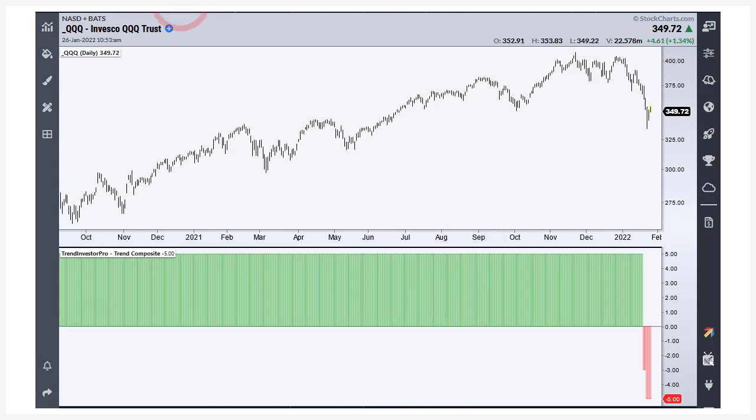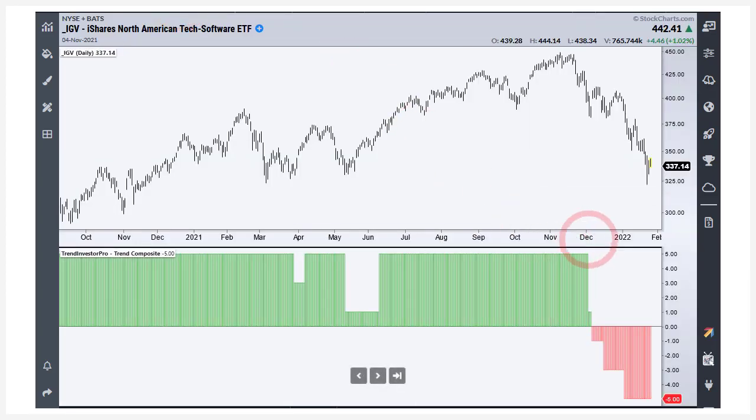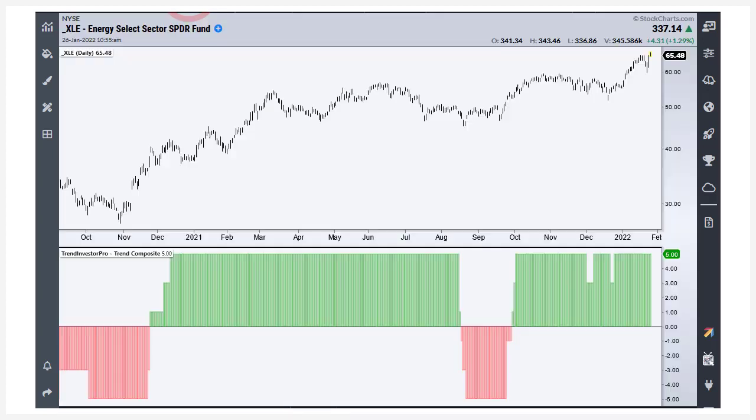And if we look at some other ETFs like IGV, you can see that it turned bearish in early December on the 7th, then consolidated and broke down again. So it's in a clear downtrend here. But there are ETFs in uptrends, and if you're following the trends, you'll get in the stronger stocks.